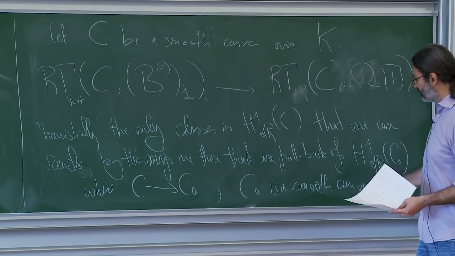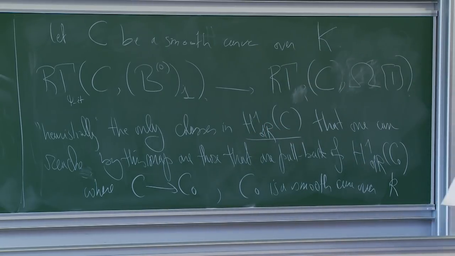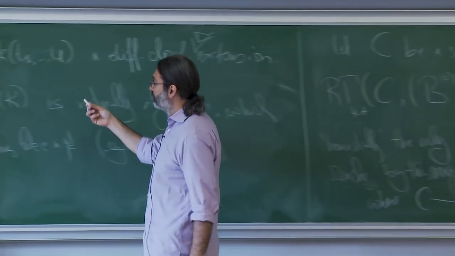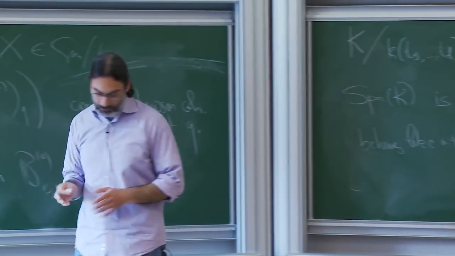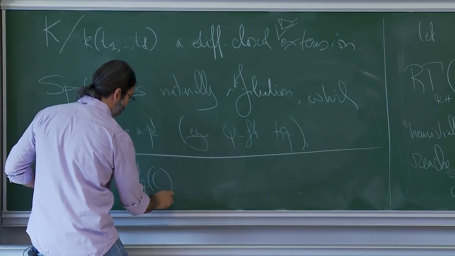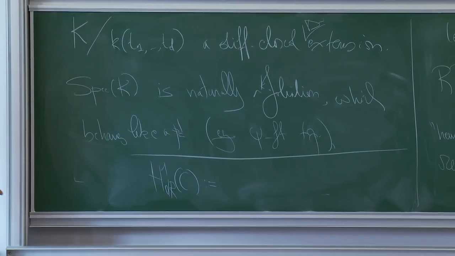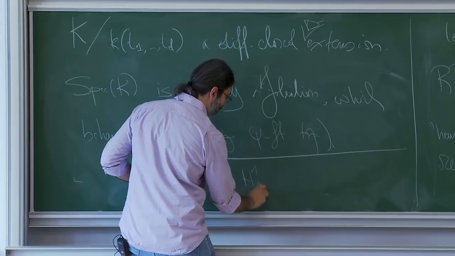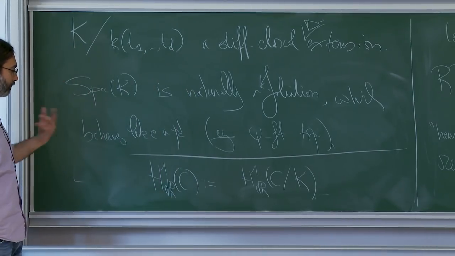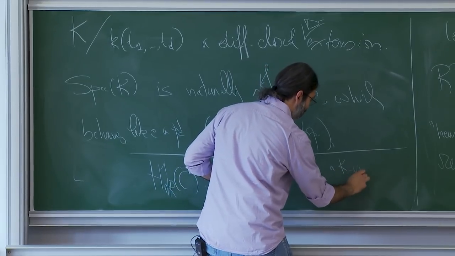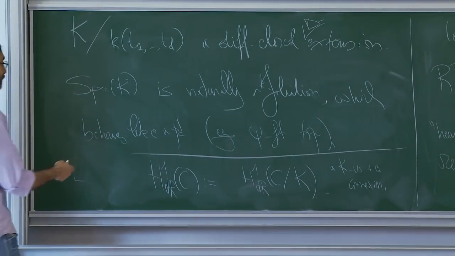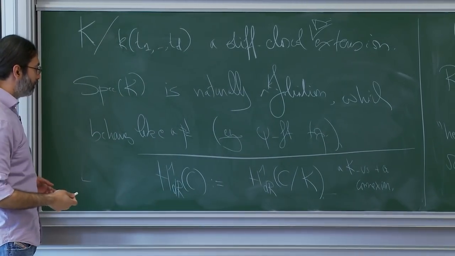So maybe I should say what is the H1 de Rham of C. It is naturally a big K vector space. What do I mean by H1 de Rham of the foliation C? One can show it's given as follows. You look at the H1 de Rham in the usual sense, but of the curve over K. So this is a K vector space plus a connection, and then you restrict this connection to K considered as a foliation.